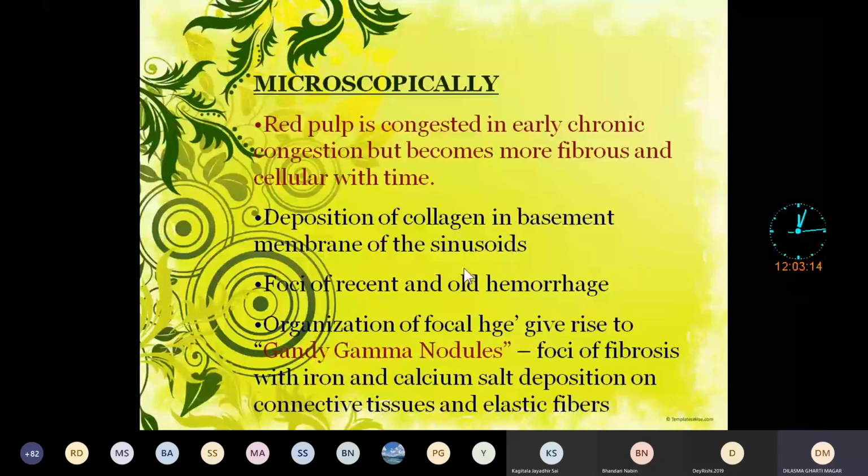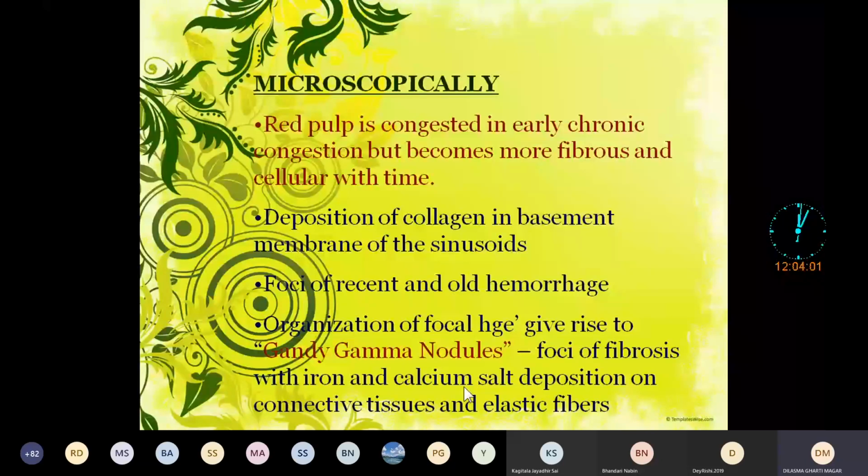Organization of the focal hemorrhage gives rise to nodules known as Gandy-Gamna nodules. It will show foci of fibrosis together with calcium and iron salt deposition in the connective tissues together with elastic fibers. So in long-standing splenic congestion, going on for a long duration of time, we can see old hemorrhage and also fibrosis. Whenever there is fibrosis together with iron and calcium salts, we can see some fibrotic areas with calcium salt and iron salt deposition together with the tissues.